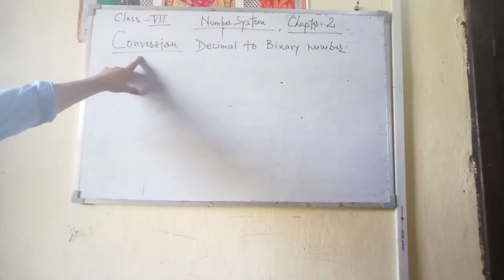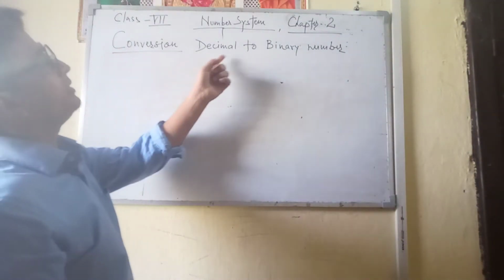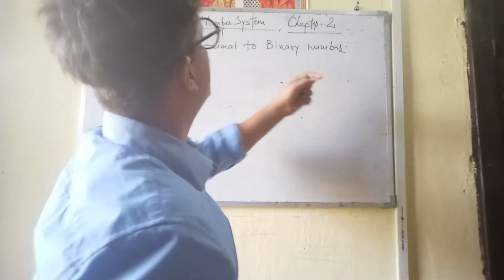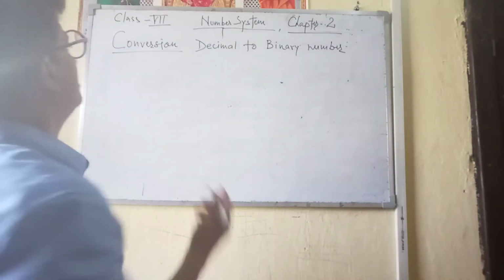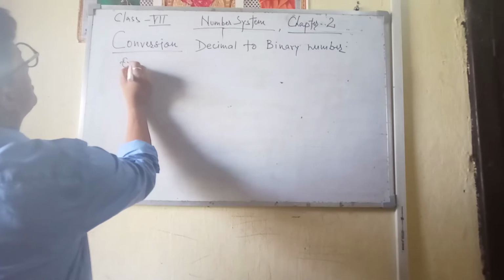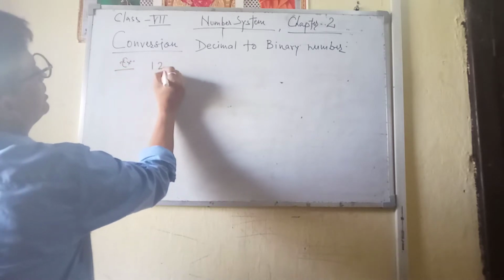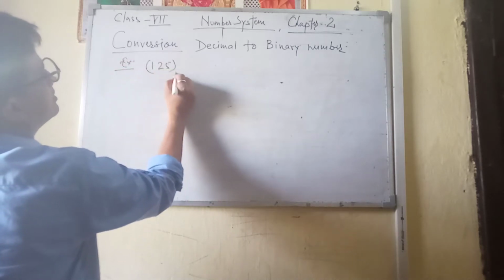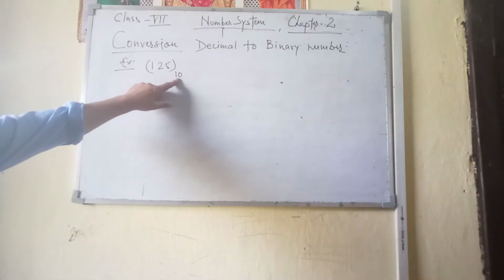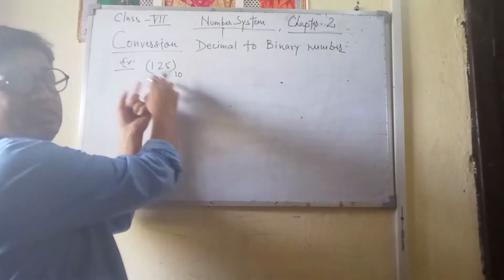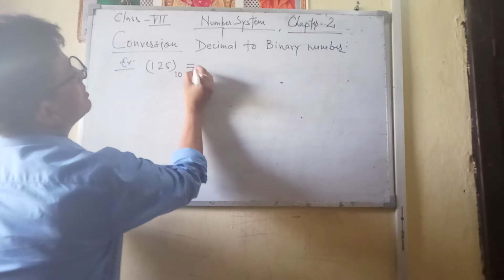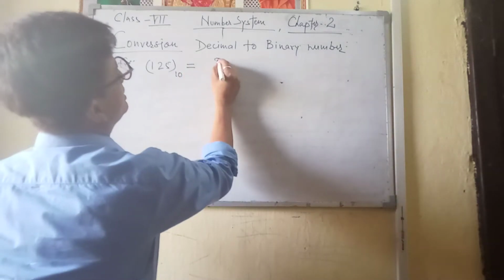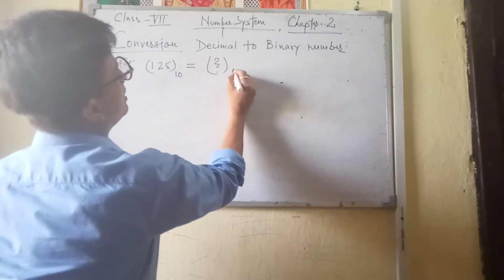Conversion. I'm starting now from decimal to binary number. Suppose we have a number 125, written in base 10. It means it is a decimal number. What I have to do? I have to convert it into binary.